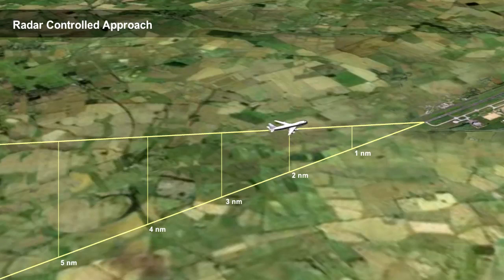For a surveillance radar approach, a recommended vertical profile or virtual glide path is published. If radar contact is lost for any significant period during the last 2 nautical miles of a radar approach, the pilot will be advised to carry out a missed approach procedure.